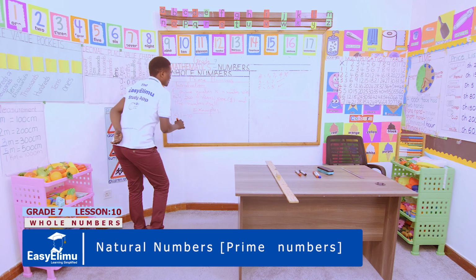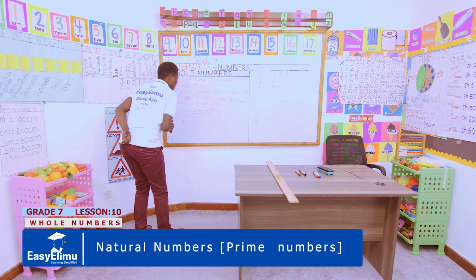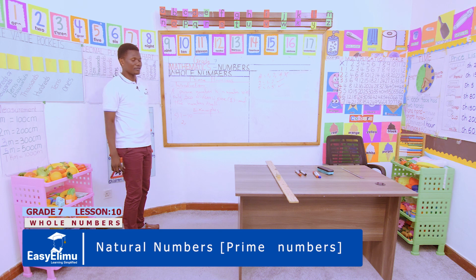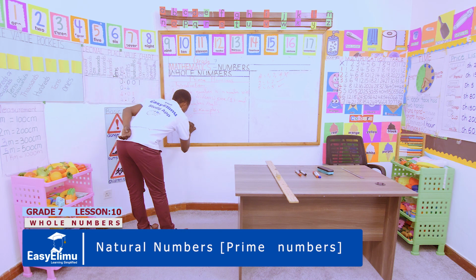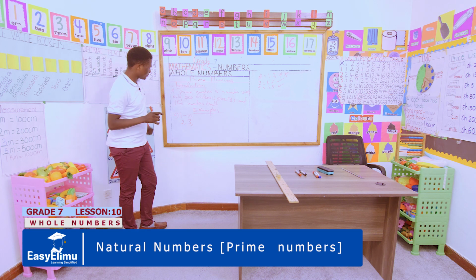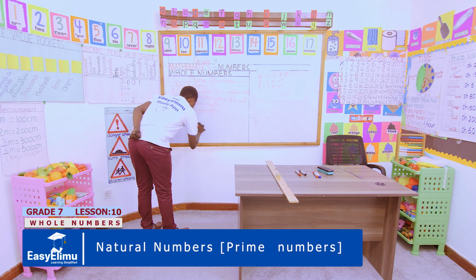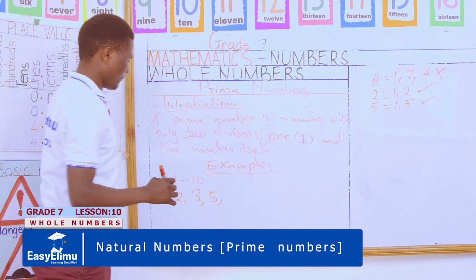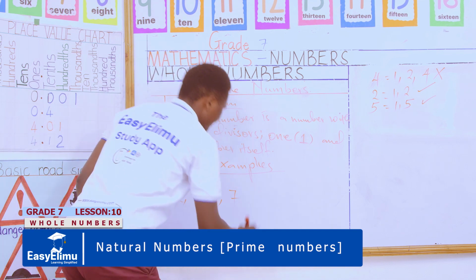So as we can see, the first one is 2. That is the least prime number, by the way. The second one is 3. 3 can only be divided by 1 and 3 itself. The third one is 5. The fourth one is 7.